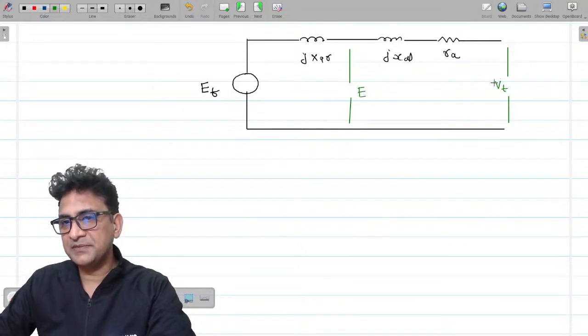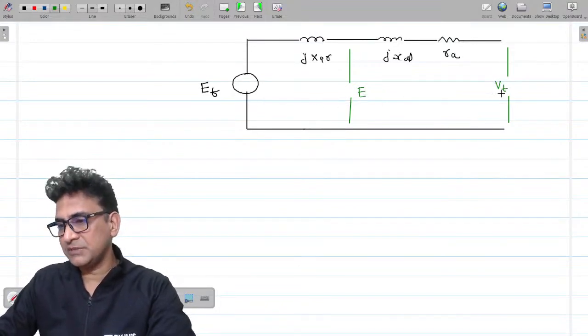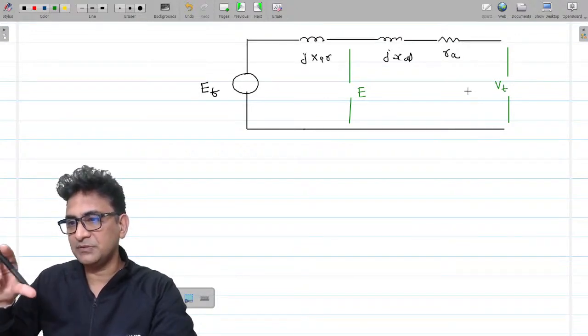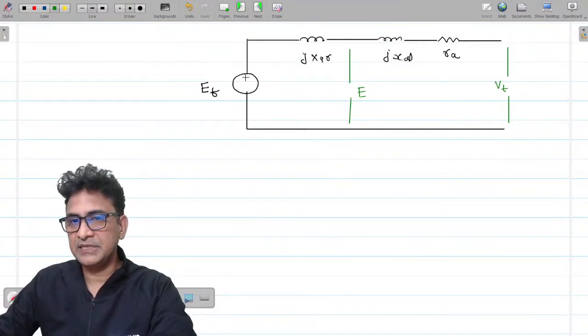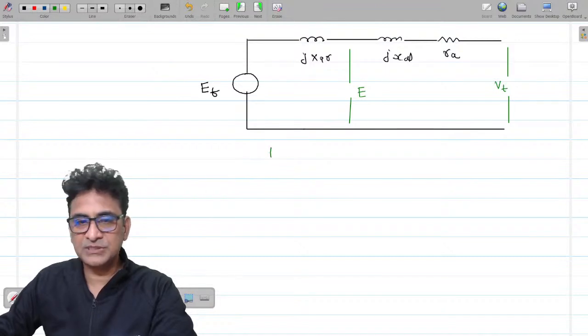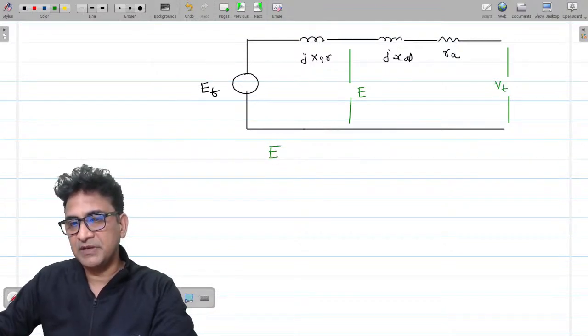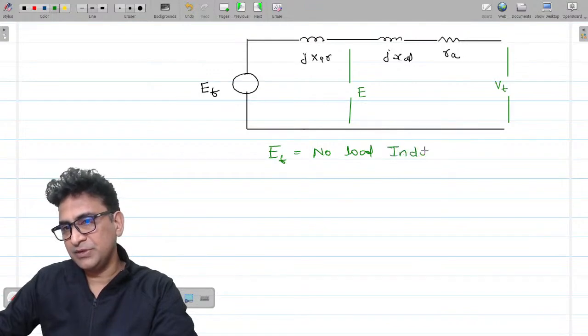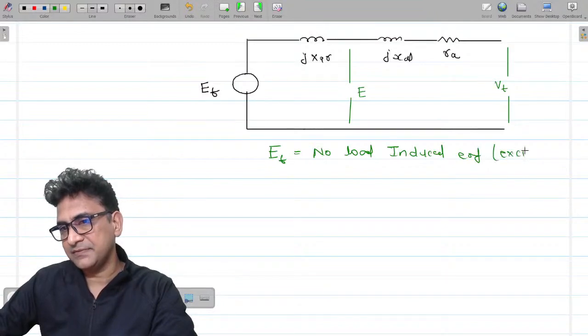So what is the difference between Vt, Ef and E? Vt is the load terminal voltage. It is the voltage that is available at the terminal of the alternator. Ef is the no load induced EMF. That means it is the induced EMF when load is not connected. Load is not connected means no current is flowing in the armature winding, so the effect of armature reaction is not there. Ef is called the no load induced EMF. It is also called the excitation EMF.